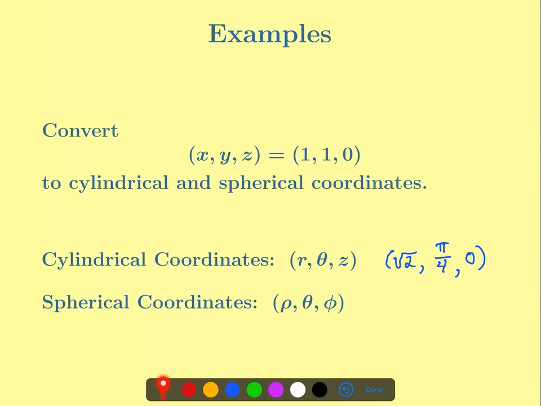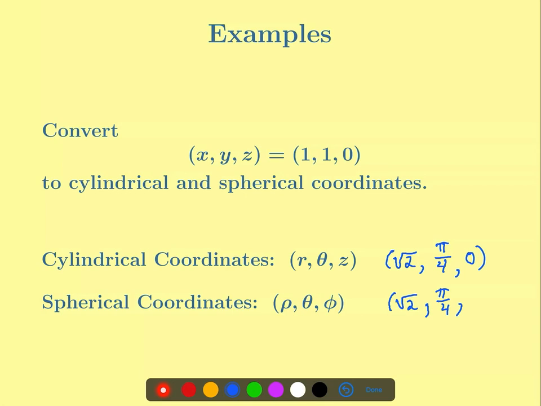Let's deal with spherical coordinates. Z is 0, and so we're in the xy plane again, and the distance to the origin will be the same thing as r. So rho is just going to be square root of 2. You can also use that rho is the square root of x squared plus y squared plus z squared, and you'll get the square root of 2. Theta hasn't changed, so it's still pi fourths. Theta is always going to be the same, regardless of the coordinate system you're using.